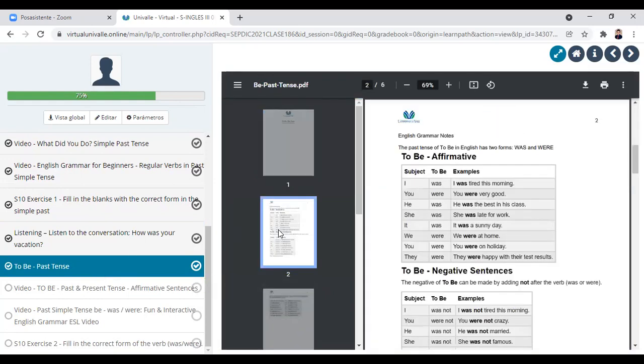Also, to be is an irregular verb, and we have the simple past of the verb to be in English, and we have 2 forms.